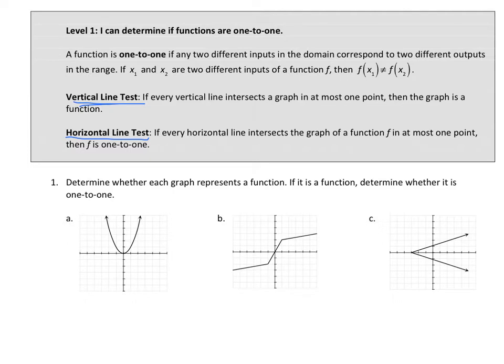The first graph does pass the vertical line test. No vertical line would touch more than once, so it's a function. Yes, function. So now we test the horizontal line test, and a horizontal line touches twice. So it did not pass the horizontal line test. It's not one-to-one.